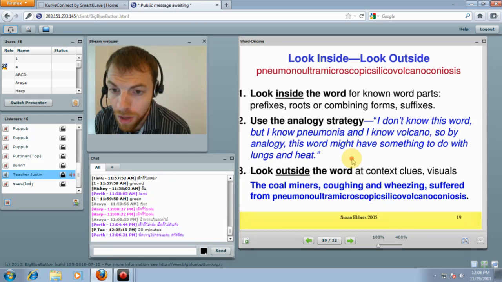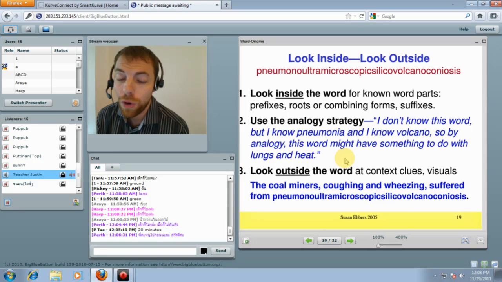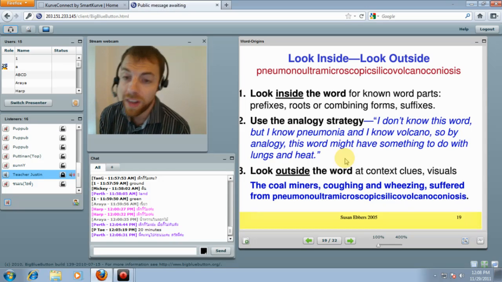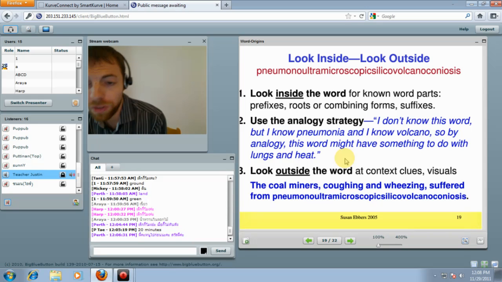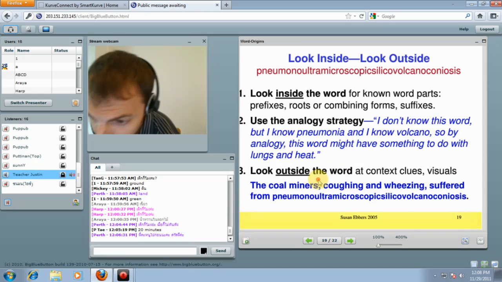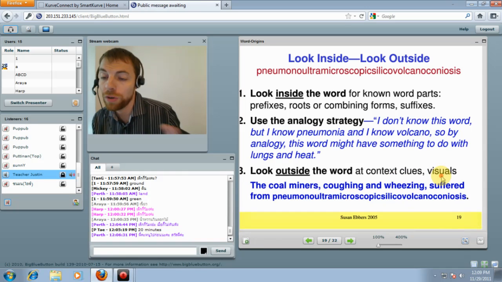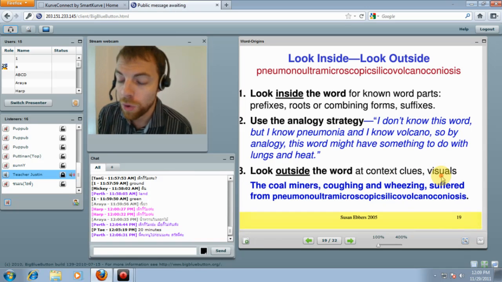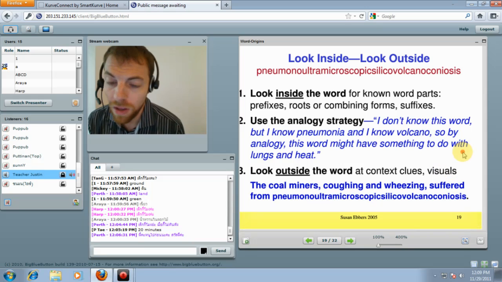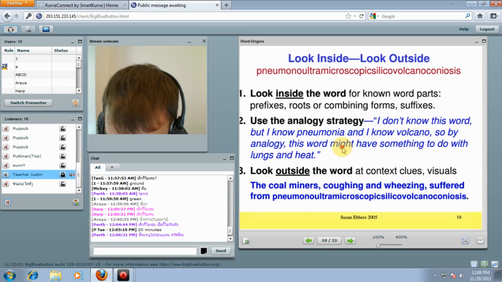So you can use what you know about another word that has the same root, and that can help you find the meaning of the new one. And you want to look outside the word for context clues, so other words around the word or around the sentence that can help give you a better idea of what the word is.